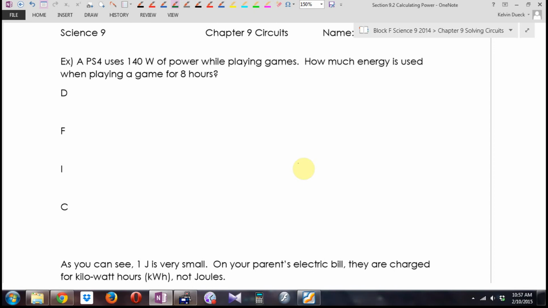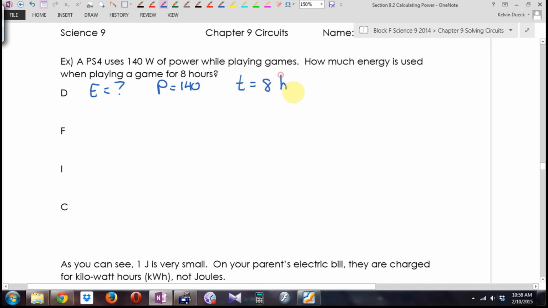Okay. What's this question asking me to find? How much energy? Energy, what letter are we using? What's our symbol we used for energy? Okay, capital E equals question mark. Mateo, what's that 140? It's not energy. Which is what? Power. P equals 140. What's that 8? What don't I like about that 8? Okay, it's hours.